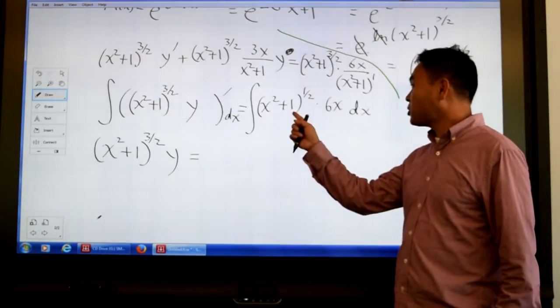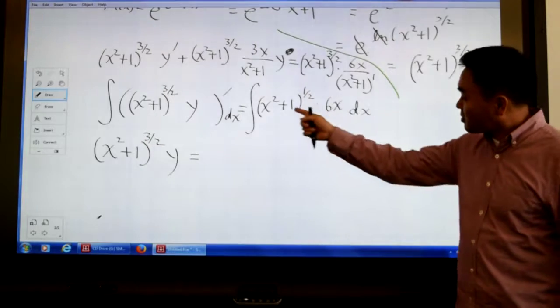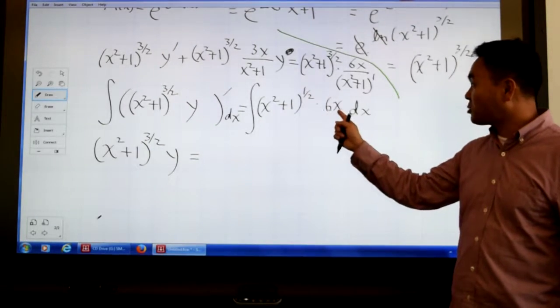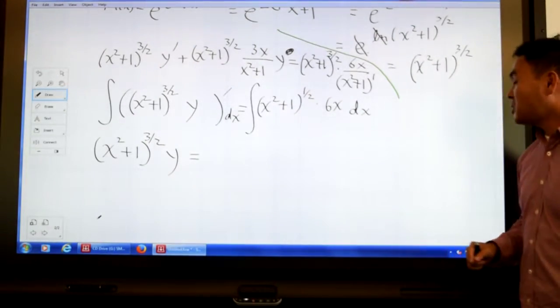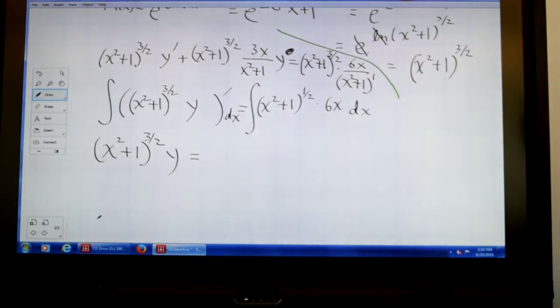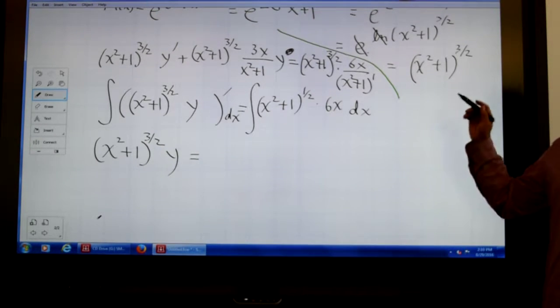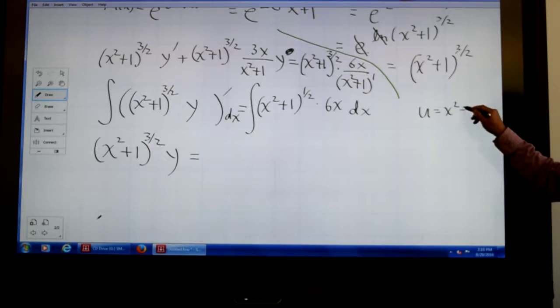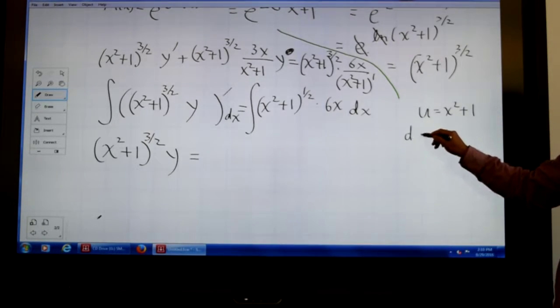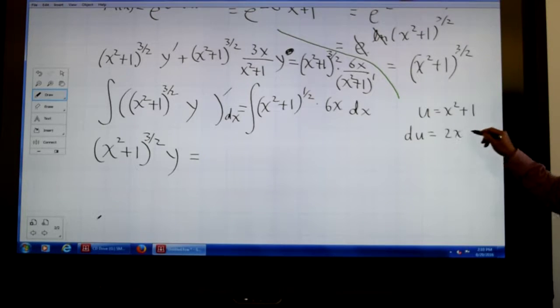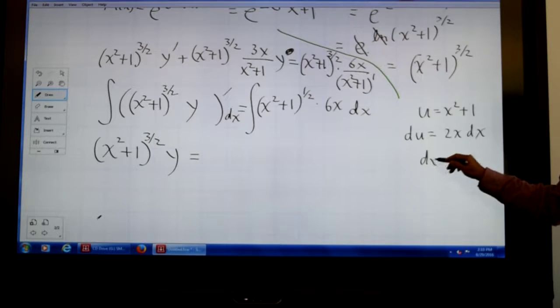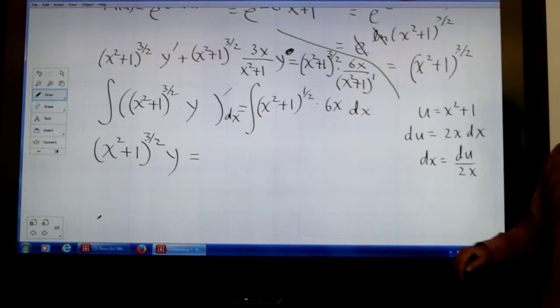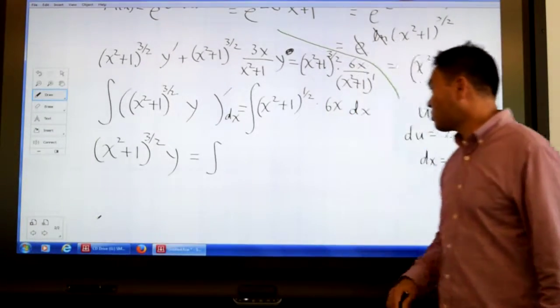On the right side, x squared plus 1 has the derivative 2x, which is a multiple of 6x. So that suggests that we should be integrating the right side using the substitution. So set u equals to x squared plus 1. That makes du equals to 2x dx. And therefore dx is du divided by 2x. And that takes care of almost everything.